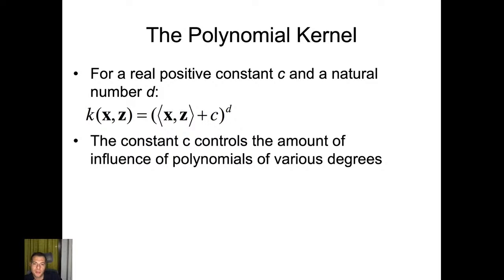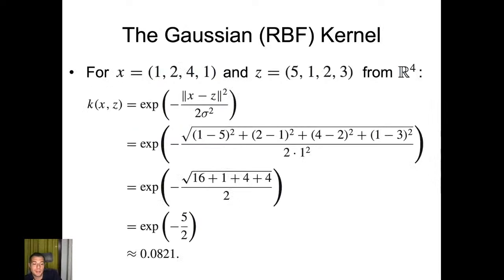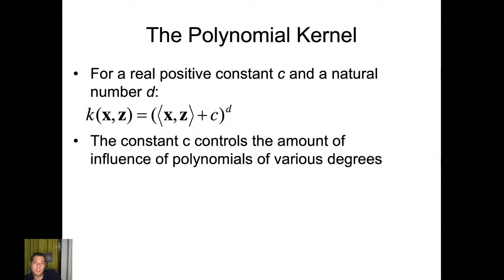We note that the constant c controls the influence of the individual polynomials of various degrees, and the power d controls the degree of the polynomials. As you use a higher degree, you will obtain a more complex embedding. So you will embed the data points in a higher dimensional space, and thus you will have higher chances of finding linear relations between the data points and finding a linear separating border.